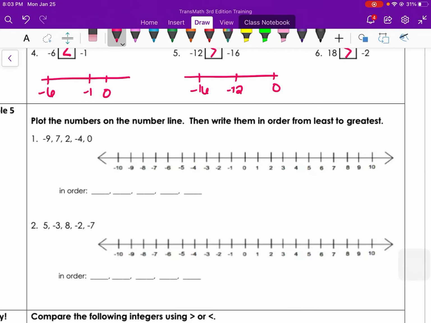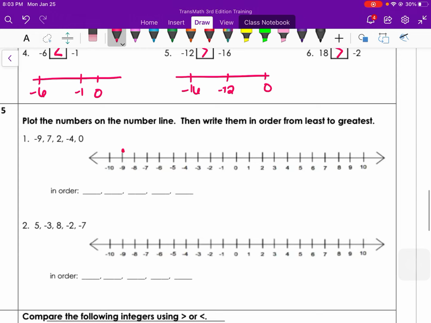So let's plot these numbers on the number line and then write them in order. So this will help us visualize it. So negative 9 is down here on the number line. We have negative 7 right here, positive 2, negative 4, and 0. So then in order from smallest to biggest would be negative 9, and then negative 7, and then negative 4, then 0, then positive 2. So I'm writing them in order from least to greatest, smallest to biggest.